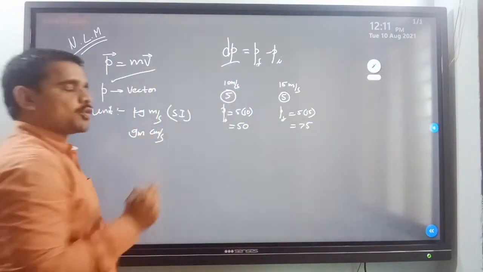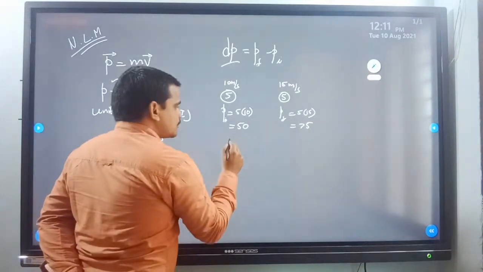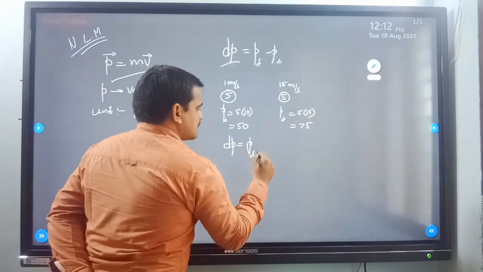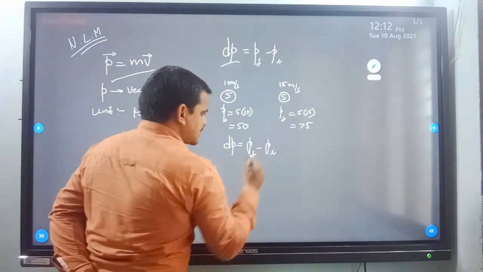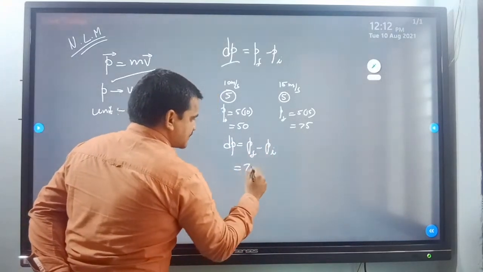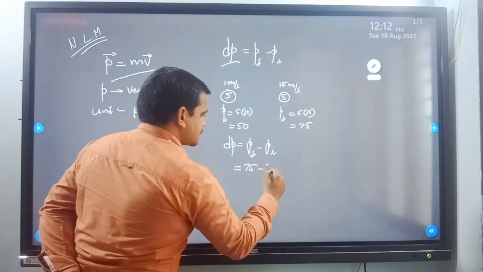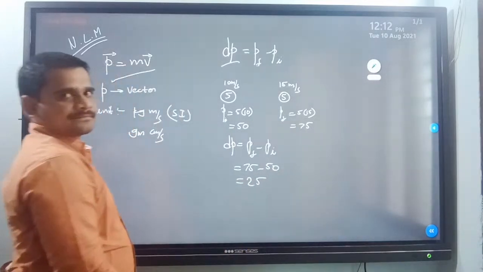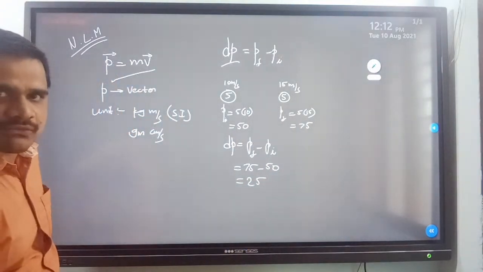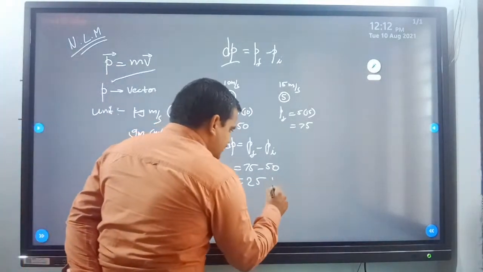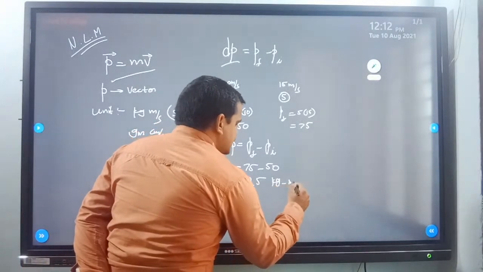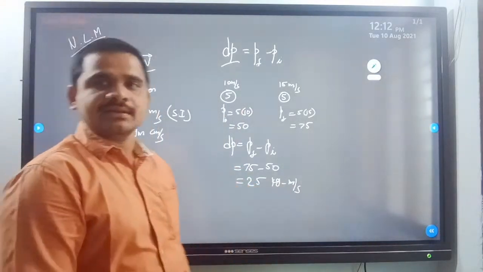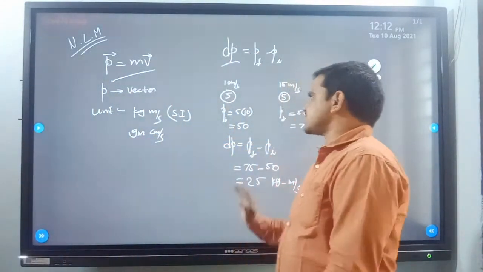Got it now? I am asking to find the change in momentum. Change in momentum is final momentum minus initial momentum. The final momentum is 75 and the initial momentum is 50. So the change in momentum is 25. What are the units for this? The units are kg meter per second. So it is in this way.